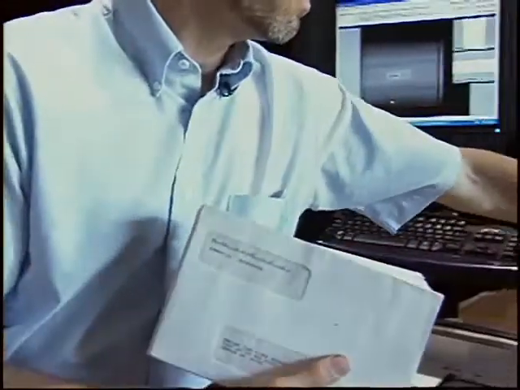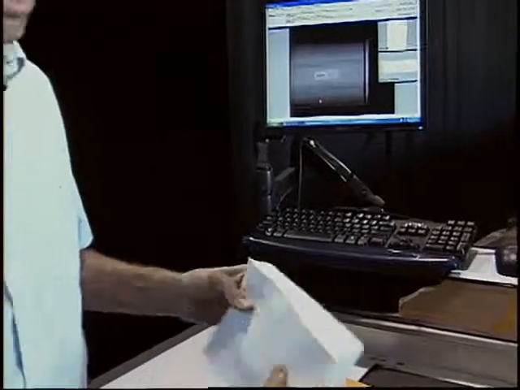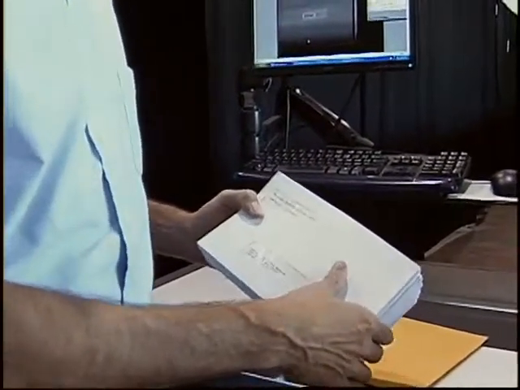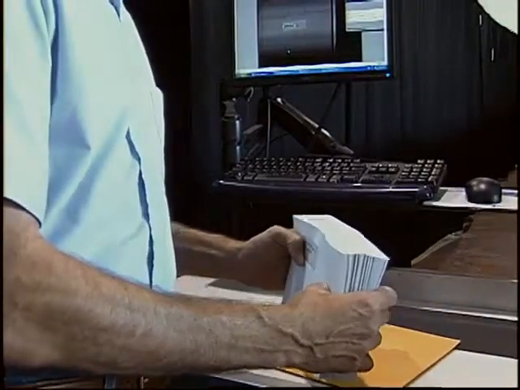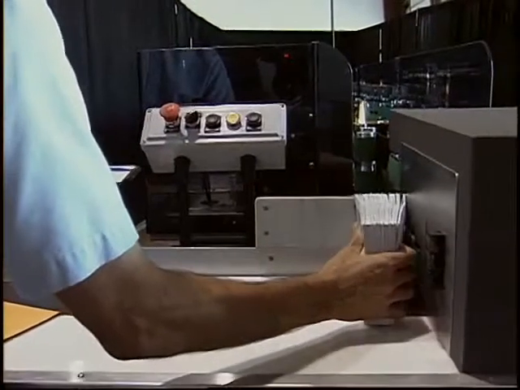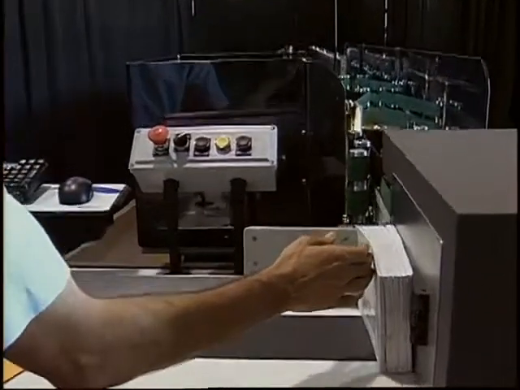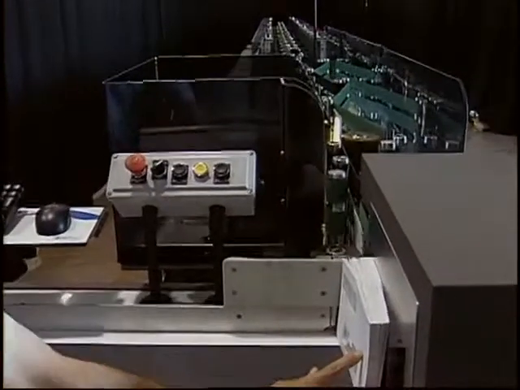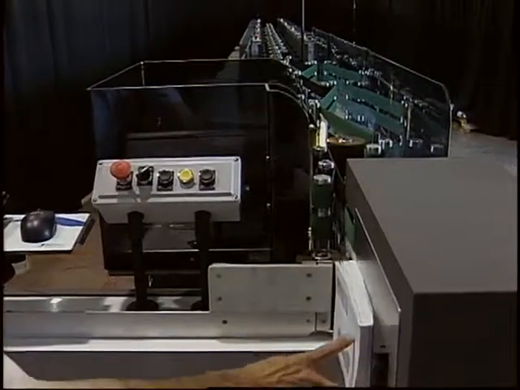On this test, we'll be running flats mail, mass test mail. And first off, it'll be letter mail. On this system, we'll be reading the address and determining the delivery point barcode and spraying that on the piece. The system is processing all that as it's going along.